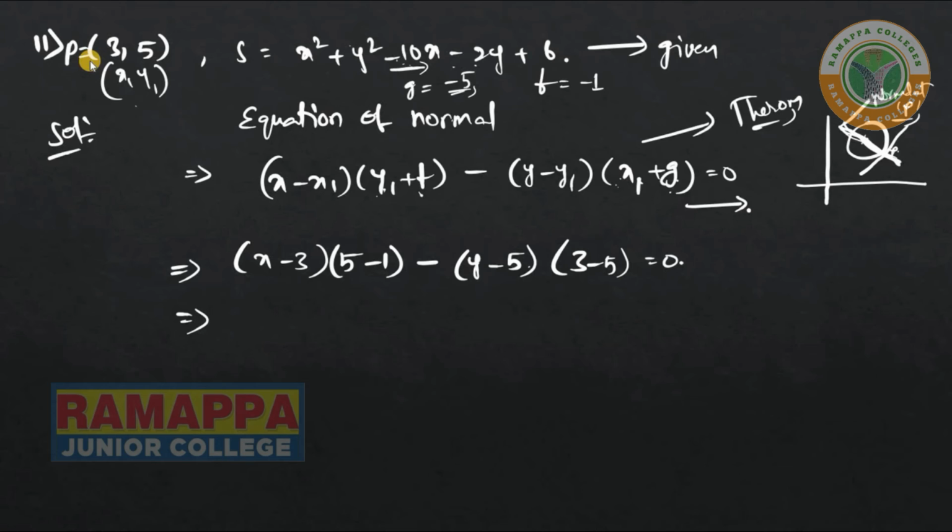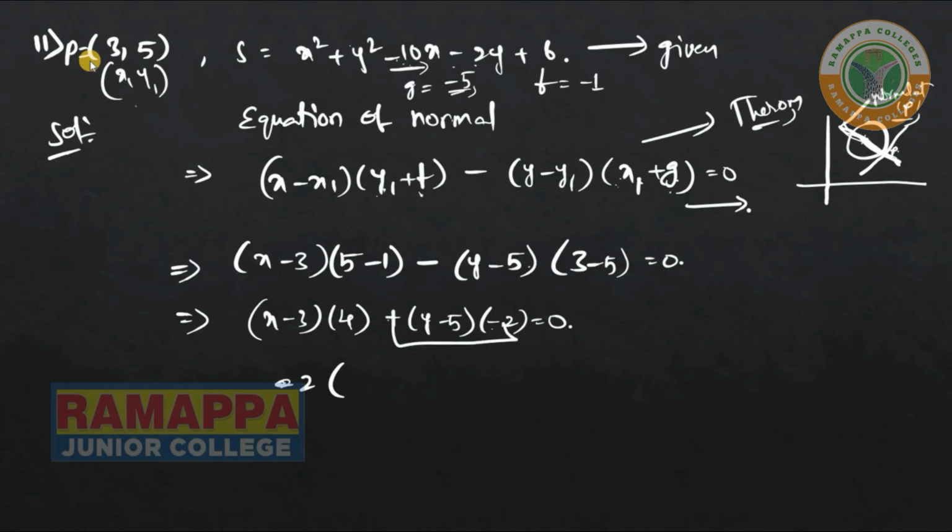So it will become (x minus 3) into 4, and minus (y minus 5) into minus 2 is equal to 0 from here. I will take 2 common from this one, minus 2 common. Minus into minus becomes plus, so this 2 will become plus here. In the next step I am saying.